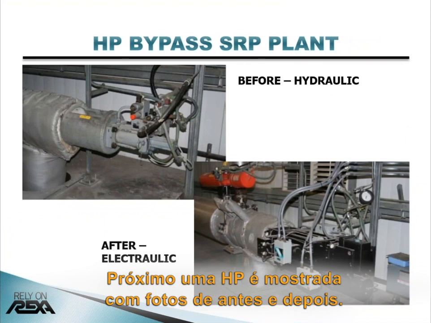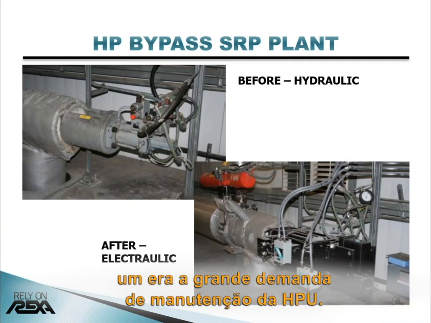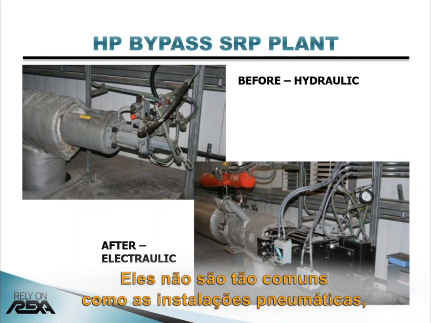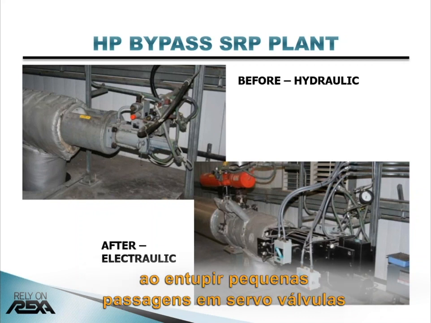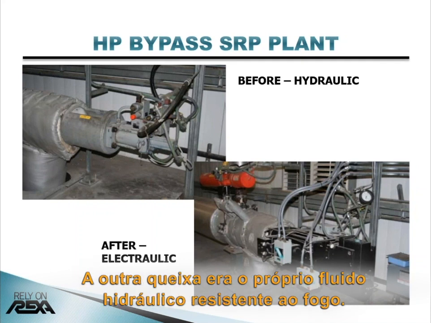Next, an HP bypass valve is shown with before and after pics. There were two issues with the hydraulic actuator at this plant. One was the high maintenance required for the HPU. We haven't talked too much about straight hydraulic systems today, as they're not as common as pneumatic installations. But oil contamination and breakdown can be a huge problem, plugging up small ports in servo valves, causing erratic actuator operation. The other complaint was the fire quill hydraulic fluid itself.